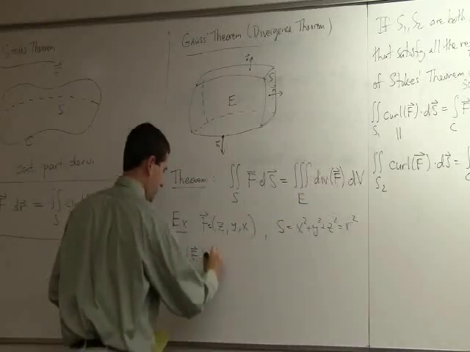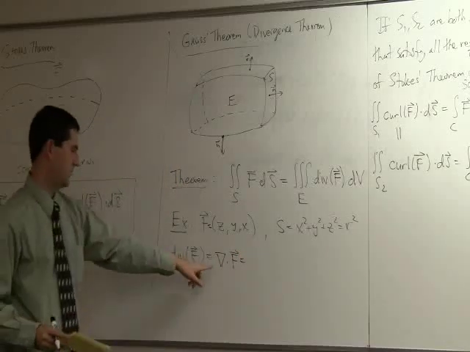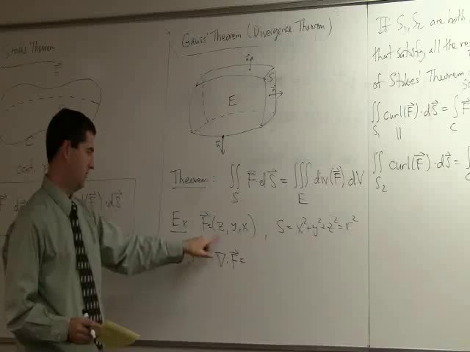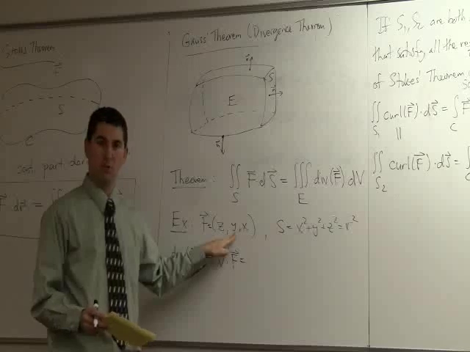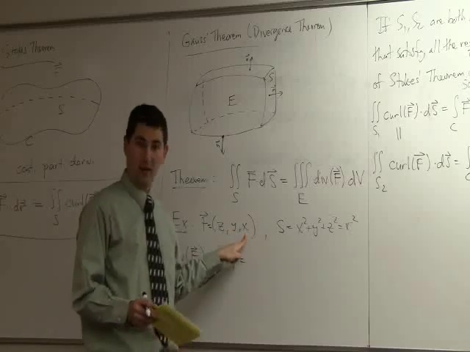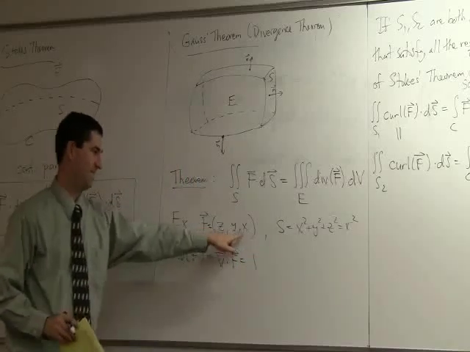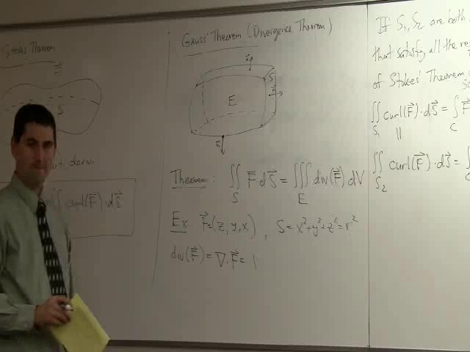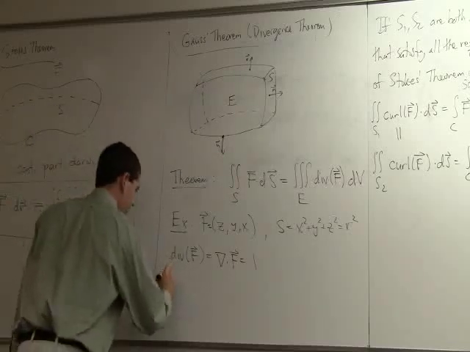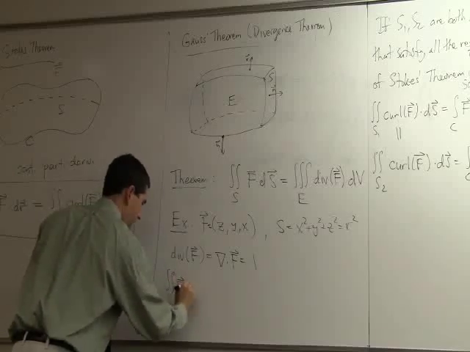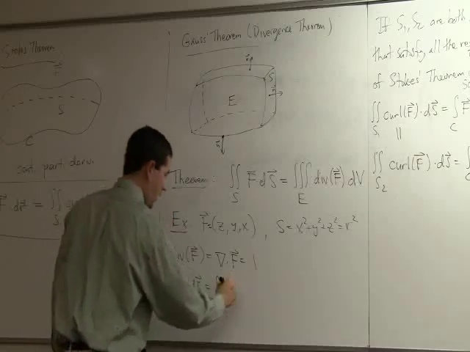Remember, the divergence is just the dot product of the gradient with F. So this is pretty easy, because you take the partial with respect to x of z, which is 0, plus the partial with respect to y of y, which is 1, plus the partial with respect to z of x, which is 0. So the whole thing is just 1. Okay, so the surface integral of F dS is the triple integral of 1 dV over E.